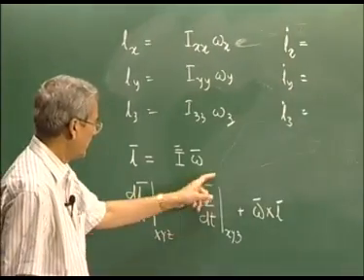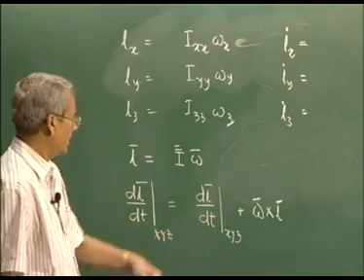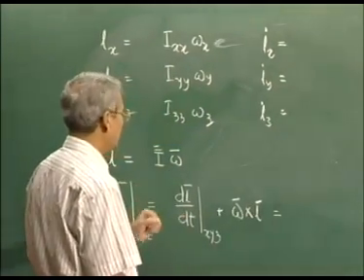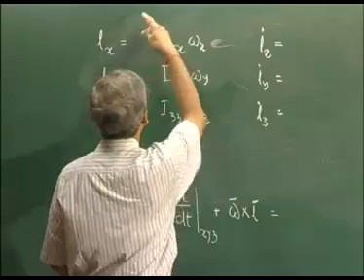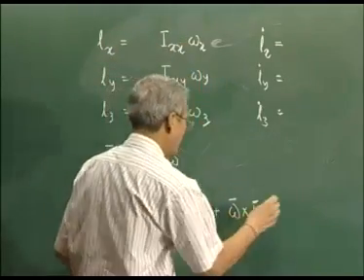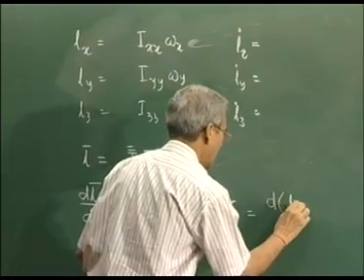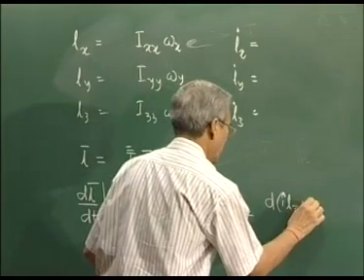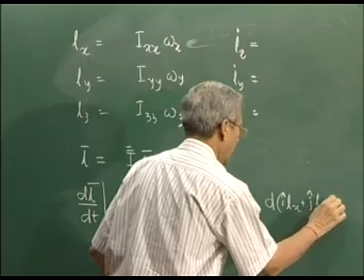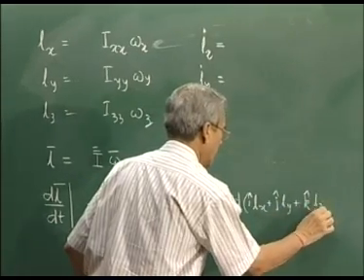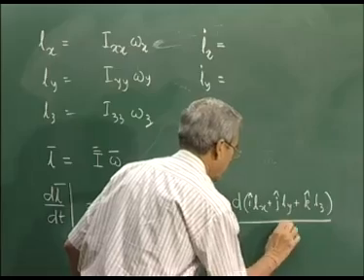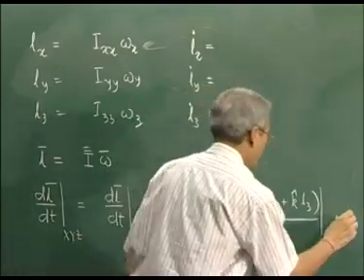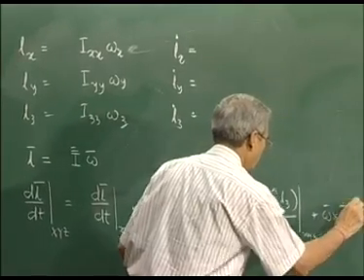Now here, if we want to find out what dL/dt will be. Now, L we have seen, the components are like this. So we can write it as L = i Lx + j Ly + k Lz, and dL/dt in the xyz system plus omega cross L.